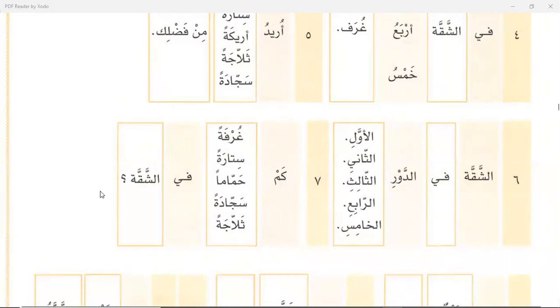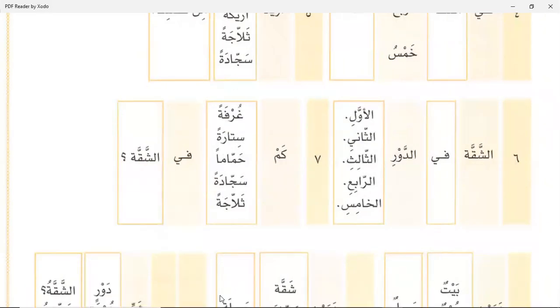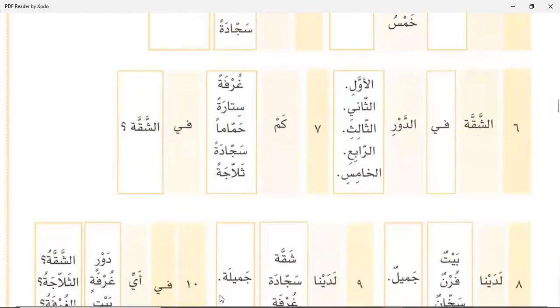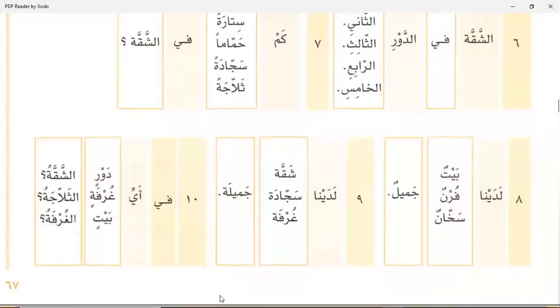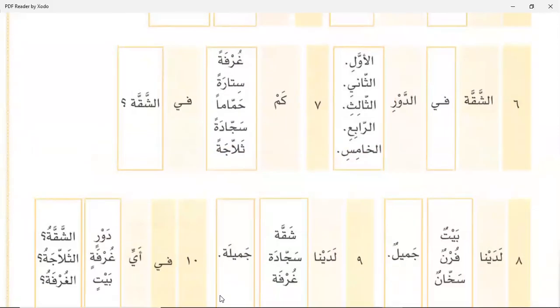Unmute yourself. Ms. Rahma. كم سجادة في الشقة؟ How many curtains are in the apartment? Okay. Next. Can I translate it? Yes. Okay, come.